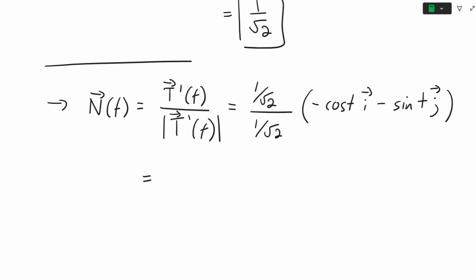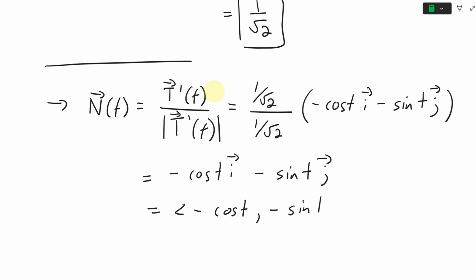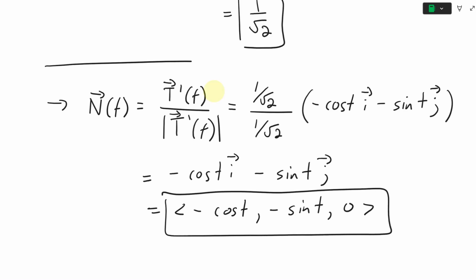I'll just write this as negative cosine t i minus sine t j, and in the other angle bracket setup, this equals negative cosine t, negative sine t, and 0. So there it is. I'll box this one out. It doesn't matter which one I use, but I'll box that out.